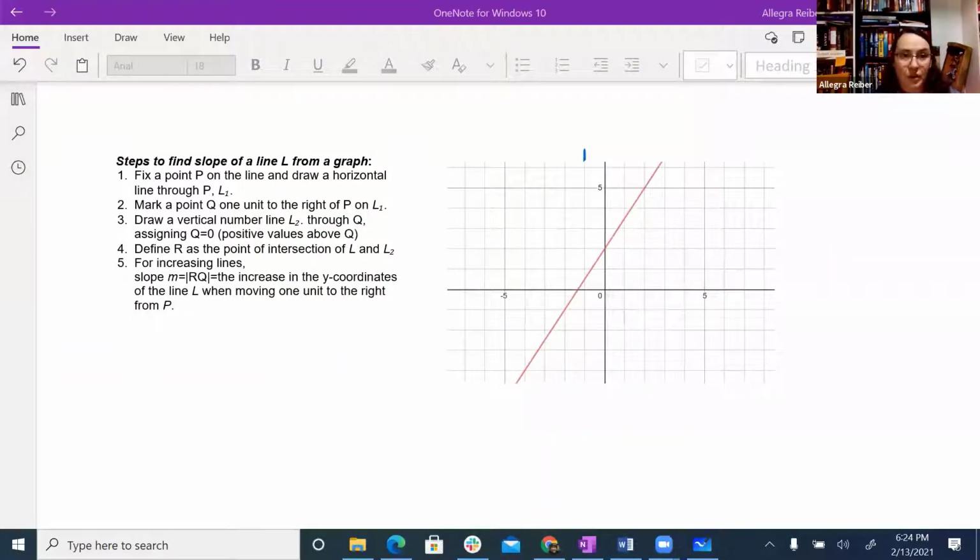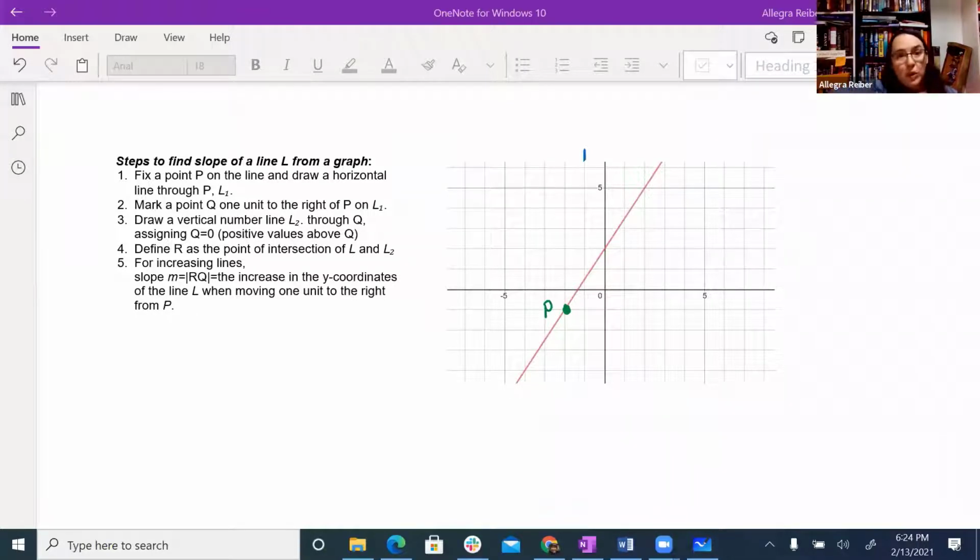Here we have our third example. I am going to choose to assign my point P to be the point right here. What are the coordinates of that point? Type them in the chat. We might need them later.